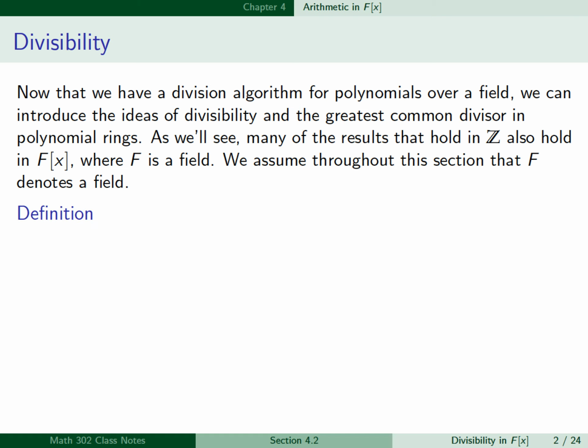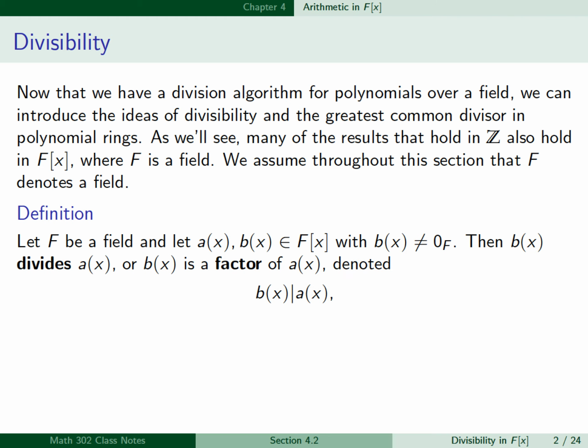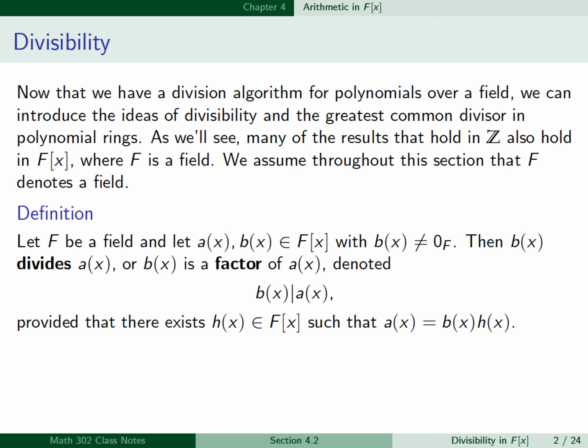We'll start with our definition. Let F be a field, and let a(x), b(x) be polynomials in F[x] with b(x) not equal to 0. Then b(x) divides a(x), or b(x) is a factor of a(x), which is denoted b(x) | a(x), provided that there exists h(x) in F[x] such that a(x) is equal to b(x) times h(x).